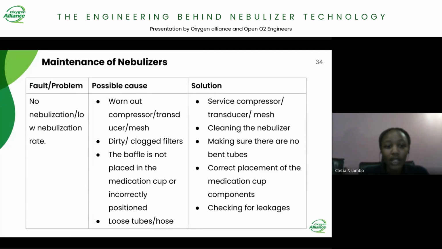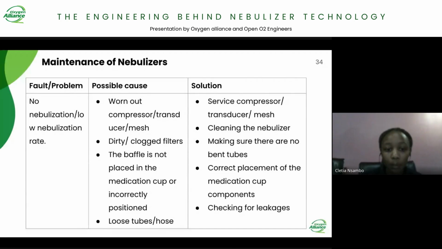Another cause for low nebulization may be clogged filters. So I'll show you clogged filters in my next slide. If the filters are clogged, that means the amount of air passing through the filters is going to be low. And this will affect the overall performance of your compressor, since the pressure might be low and you have low nebulization as well. For the filters, they need to be replaced. So you just need to replace the filters when you see that they're dirty.